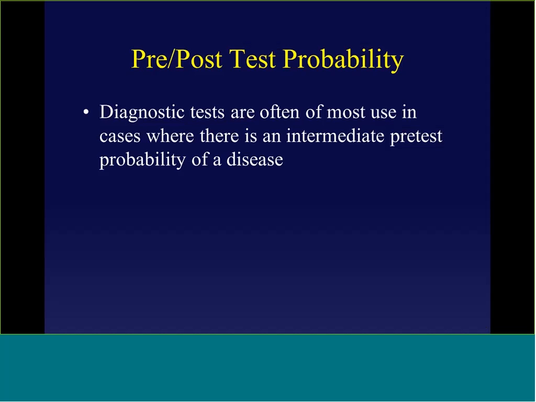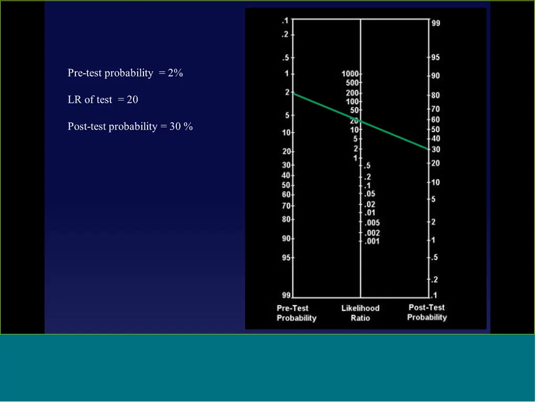And so the reason I showed that example is that diagnostic testing is most useful in cases where there's an intermediate pretest probability of disease. And so very often, if you're evaluating literature, tests that are most useful are ones where they really focus on the intermediate probability of disease. And I'll show you the reason why in just a moment.